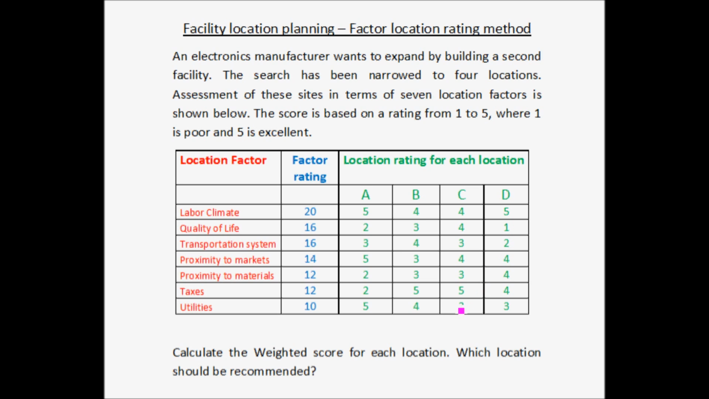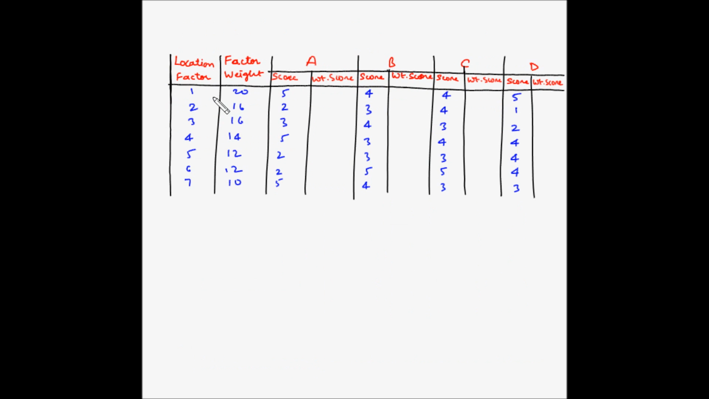Now we have to calculate the weighted score for each location and suggest which location should be recommended. In the table shown, I have placed the location factors 1 through 7, then the factor weight for each of these factors, and for each of the locations, I have placed the scores given for each of the factors. And we now have to find out the weighted score for each of these locations. So the weighted score for each of the locations will be the product of factor weight and the score for that location.